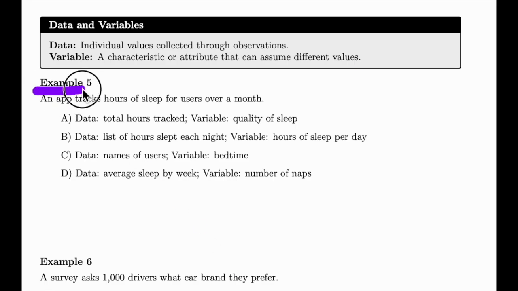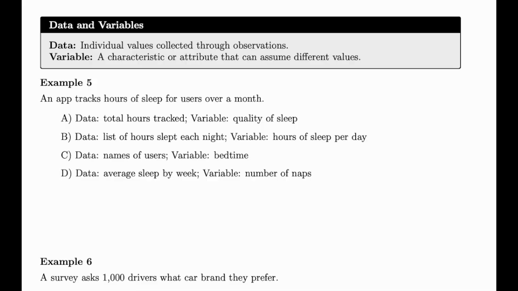Let's take a look at example 5. An app tracks hours of sleep for users over a month. So in this sleep tracking example, the variable is what's being measured. What are we asking that's going to change from person to person? In this case, it's going to be the hours of sleep. So for every person that we ask in this group, the hours of sleep is what's changing. That's our attribute or our characteristic that's being measured. So our variable is the number of hours that they sleep.